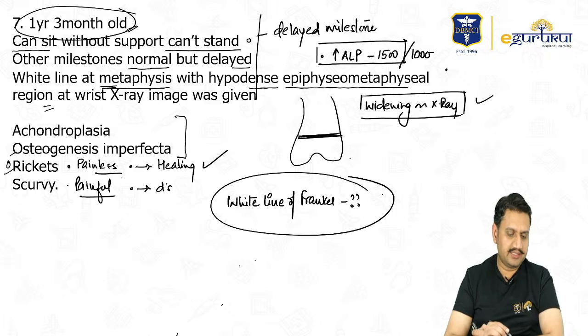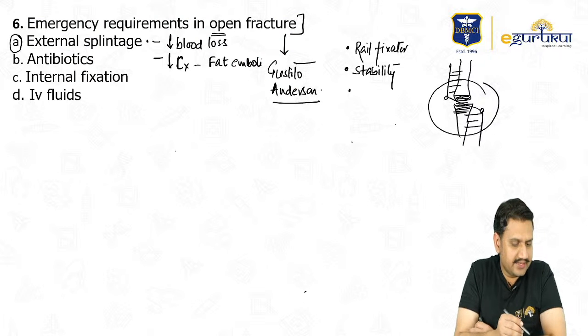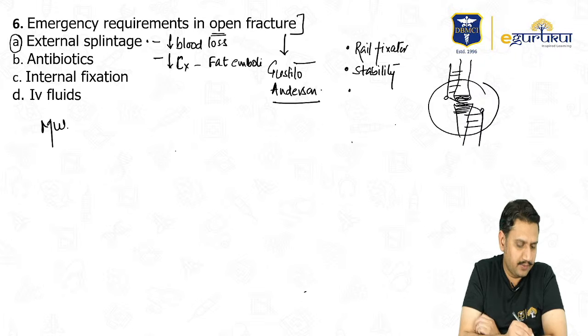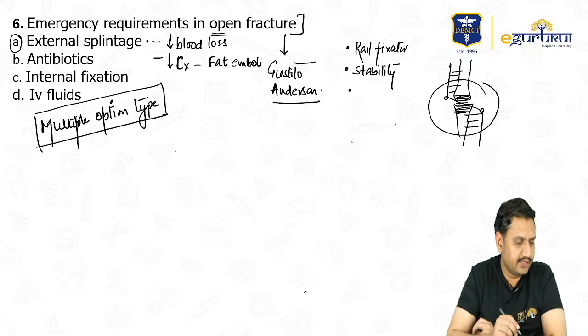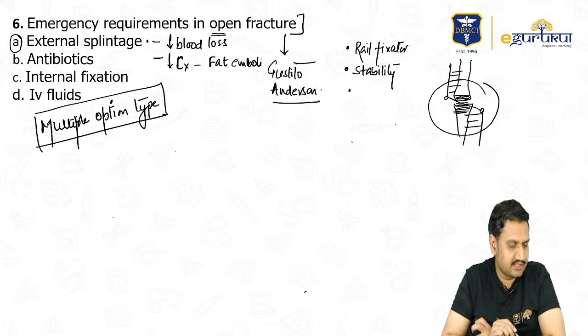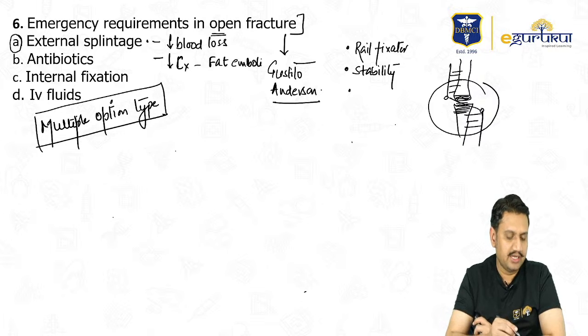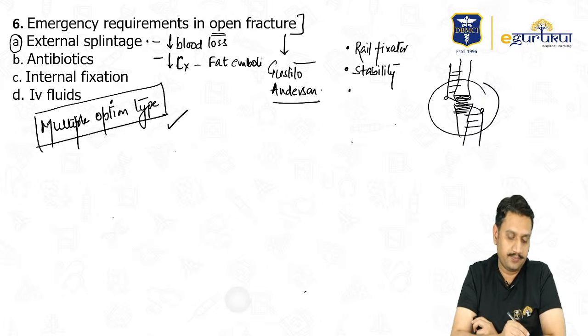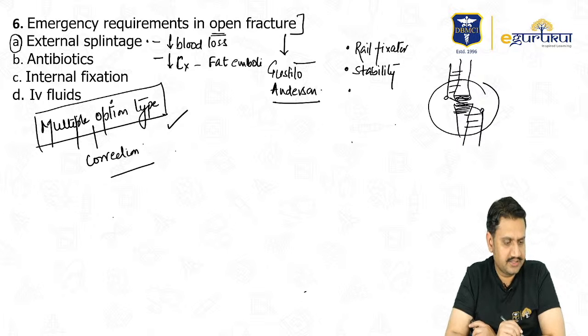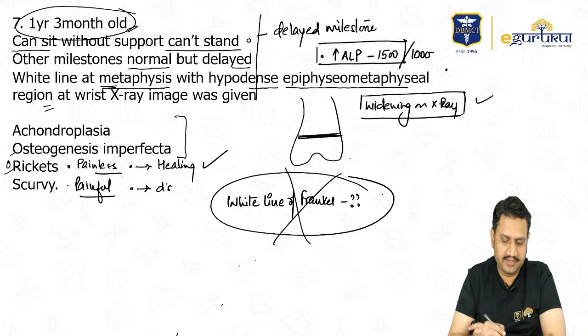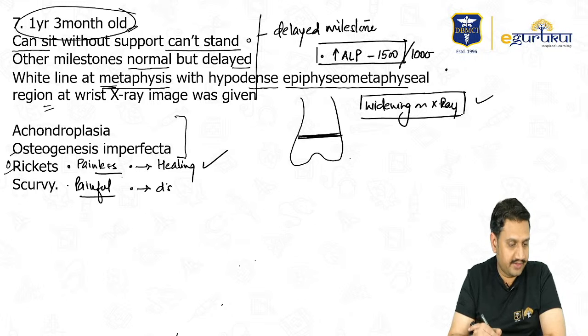Perfect. I'll go back to the previous one. You are saying it was a multiple option type question. Thank you for the input, Anita: internal fixation, IV fluid, antibiotic, external fixation. So this was a multiple correct option type question. The white line of Frankel was not mentioned, so we can remove it. Perfect.